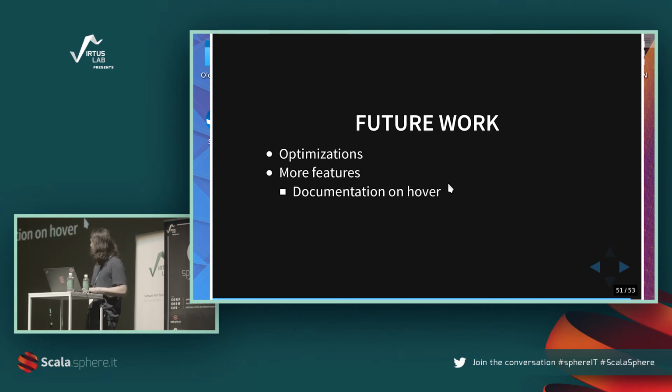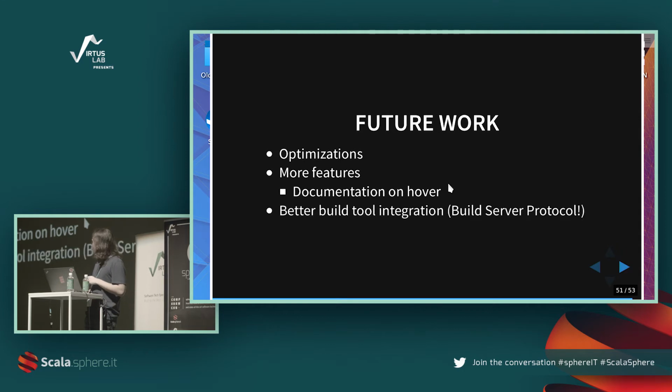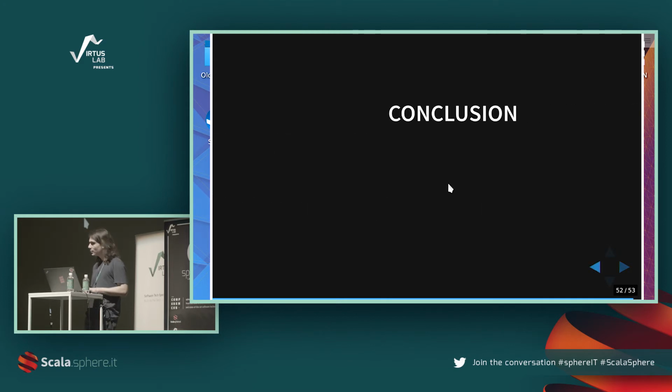More features. A big one missing is documentation and hover. And we can do that, I think, if we just add documentation to TASTy. That enables a bunch of things, because we could get documentation in the REPL very easily. We could do like :doc some class and get the documentation for this class. And we could get incremental documentation generation. Better build tool integration: see the talk on the BSP protocol tomorrow.